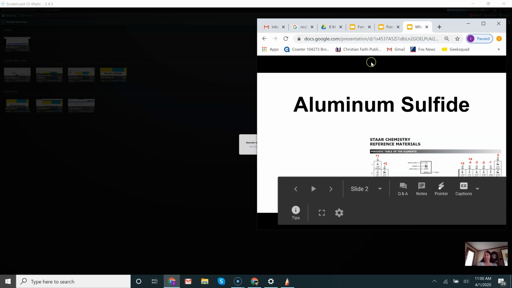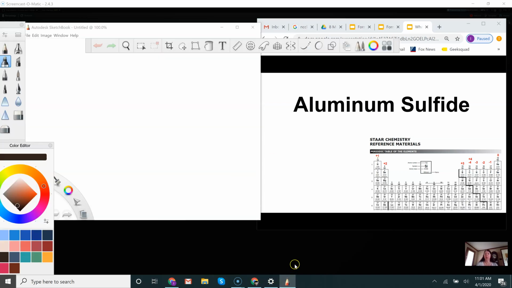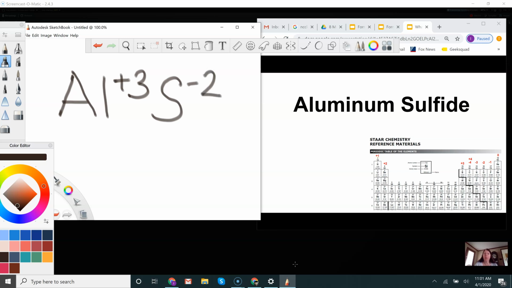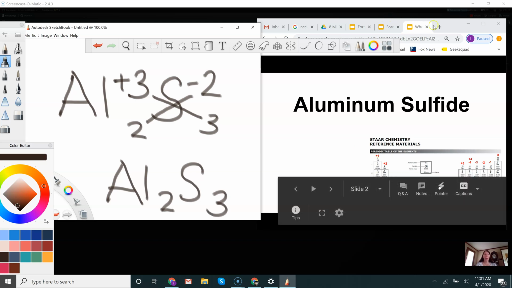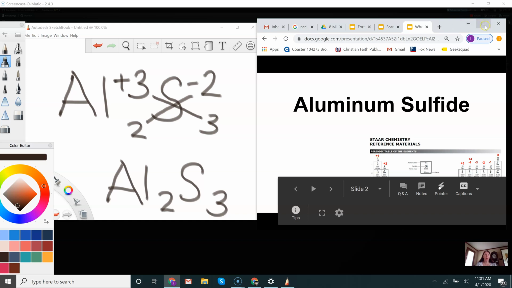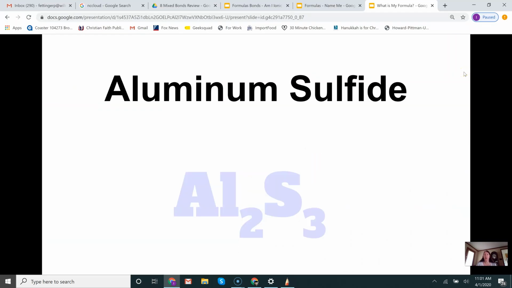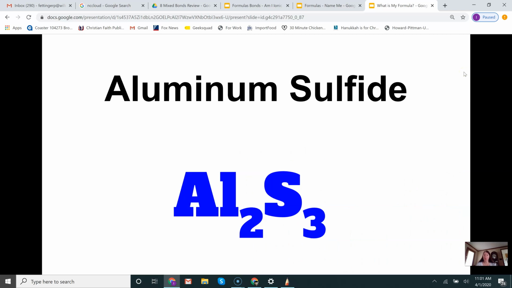So let's go ahead and do it with a pen. I'm going to pull up my sketchbook. If we write our symbol for aluminum, Al, and we said that was a +3, and then we have sulfur, and we said that was a -2. So now we just bring those numbers down without the charge to find out what our formula is. So now we ignore that top completely and rewrite our formula: Al2S3. Okay, so that's what happens when we have an ionic bond. We have to use those charges and the crisscross method, aluminum sulfide.